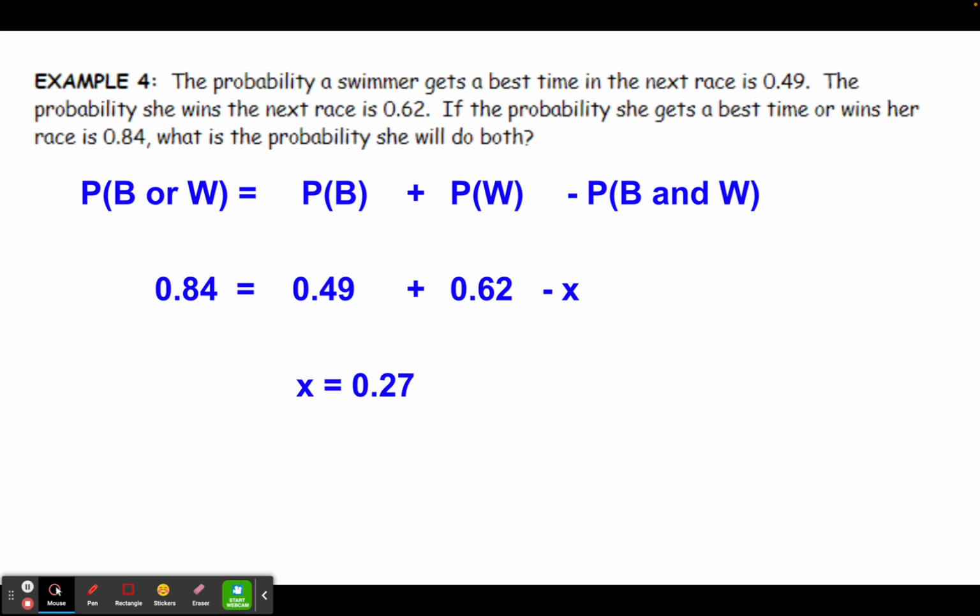So keep in mind with many of these problems, you can use a Venn diagram or the formula. Sometimes there's an easier way, but it's really kind of up to you how you want to approach these problems.